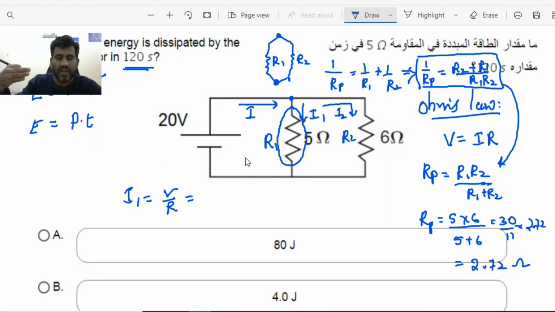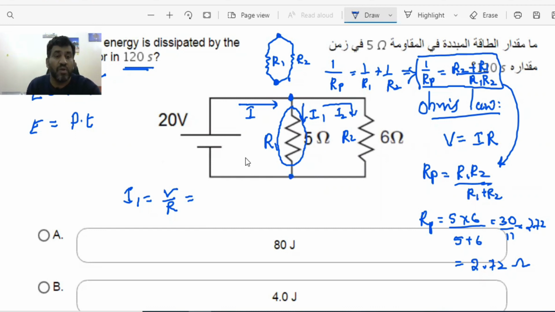Previously, when the resistors are connected in series, what happens? The current remains the same across each element, but the voltage gets divided. But in parallel, it is the opposite. The current gets divided through each resistance, and the voltage remains the same across the parallel branches, because the terminals are connected at the common point.